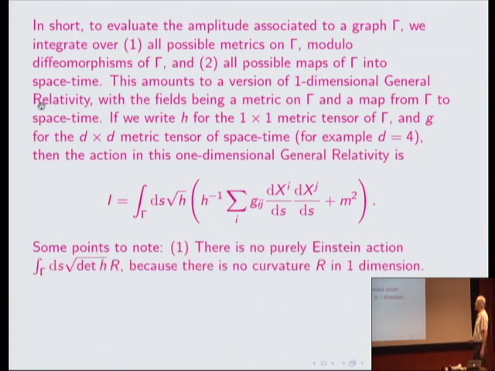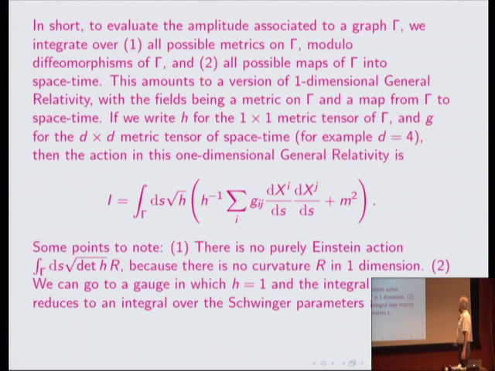So one thing is that in general relativity, there's an Einstein-Hilbert action, square root of h times r, but there's no curvature tensor in one dimension, so that's absent. By the way, this term is what in general relativity would be called a cosmological constant. It's a constant that multiplies the volume element of space-time. So here we had a cosmological constant, and we have an action for the scalar fields X, but we don't have an Einstein-Hilbert action. Second point, I keep telling you, we can go to a gauge in which h is 1, and then the integral over metrics reduces to an integral over the Schwinger parameters.